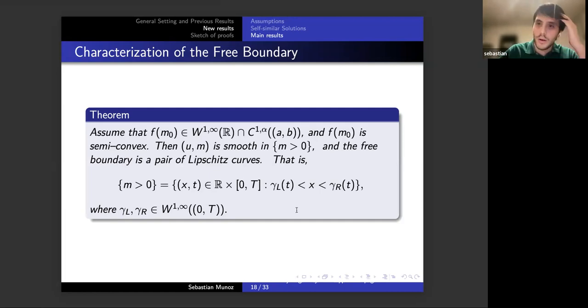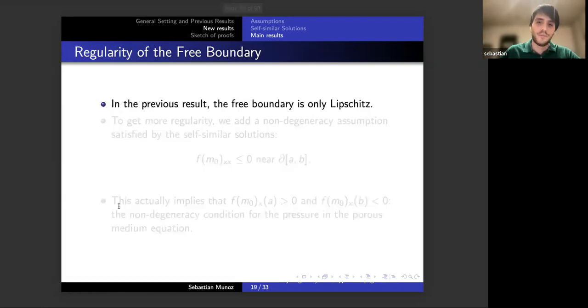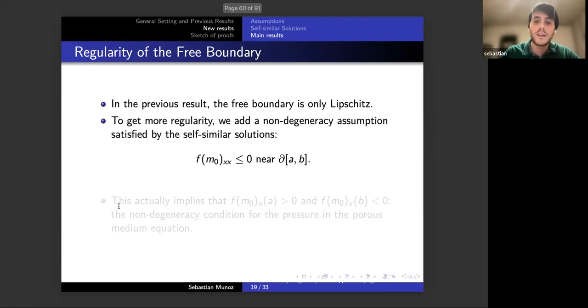And this is what happens with the self-similar solution. There are two curves, and here we have Lipschitz curves. We want a little bit more regularity than that, because we want the free boundary to be more than Lipschitz. So to get more regularity, we impose this non-degeneracy assumption, which is satisfied by the self-similar solution, which is that the second derivative of f of m zero is less than or equal to zero near the endpoints of the support. And actually the self-similar solution satisfies this in a strict sense, but we only need it less than or equal to zero.